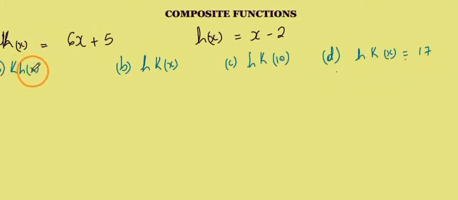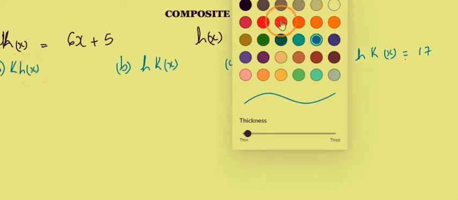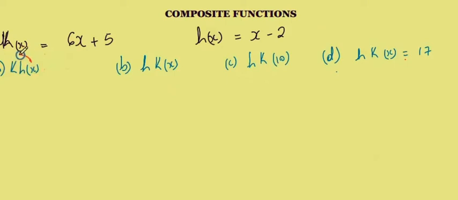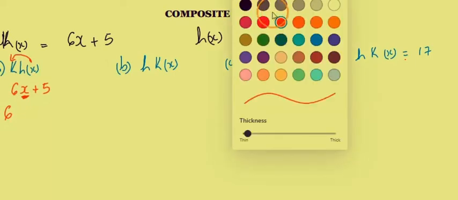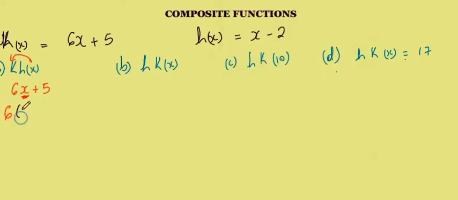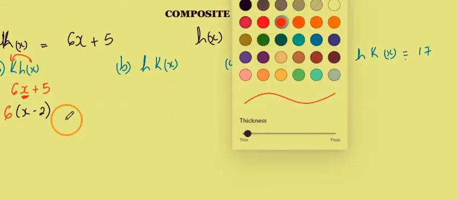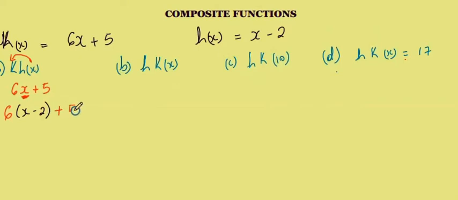So the k of h, we are going to be using the same method. We're starting from right to left. So I'm going to substitute my h function into my k function. My k function is 6x plus 5. So where I see the x in that function, I am going to replace that function with x minus 2. So I have my 6, and I am going to replace the x with x minus 2. And I'm going to finish writing out my k function. Here I have my plus 5.